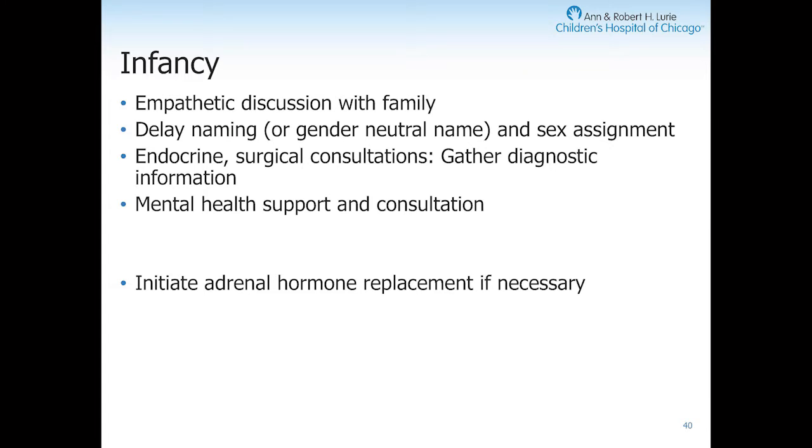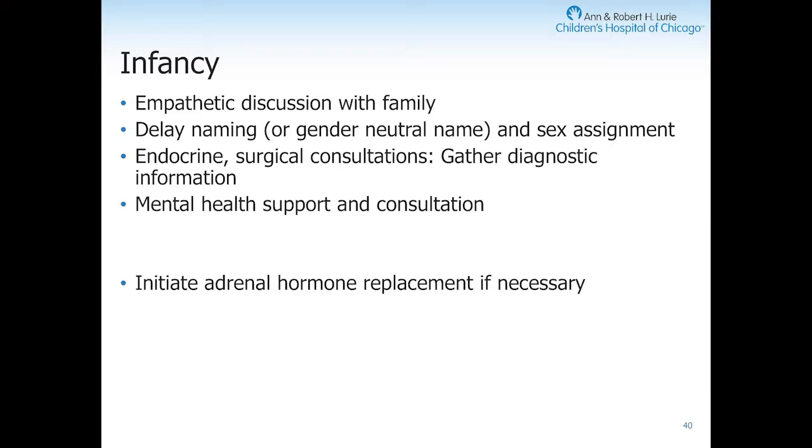Yes. So we have this empathetic discussion with the family. We typically recommend that they delay naming and sex assignment until we have a little bit of information. But sometimes they may, and I have found this a few more times recently, they may just feel more comfortable choosing a gender-neutral name so that whether they choose to raise this baby as a boy or a girl, they've kind of had a name, and it sort of helps them to bond with the baby. And so I've actually come to think that that can be very helpful for some families.